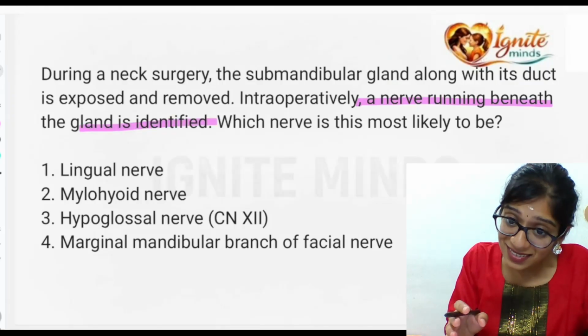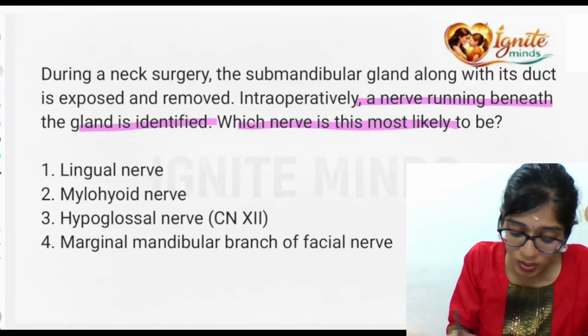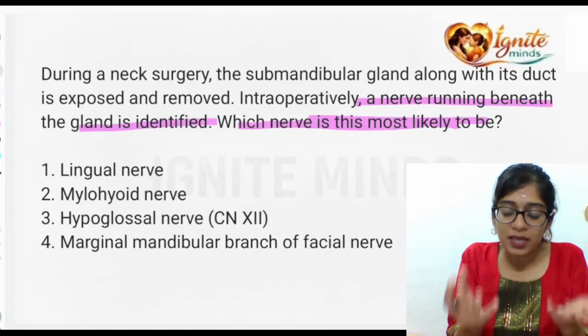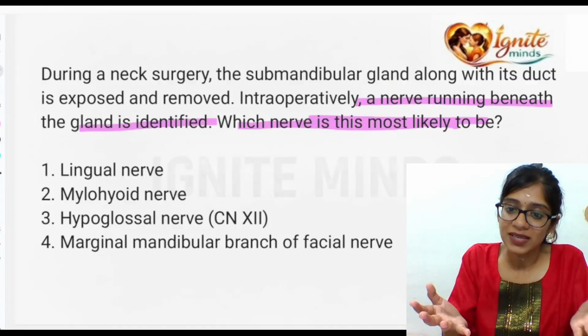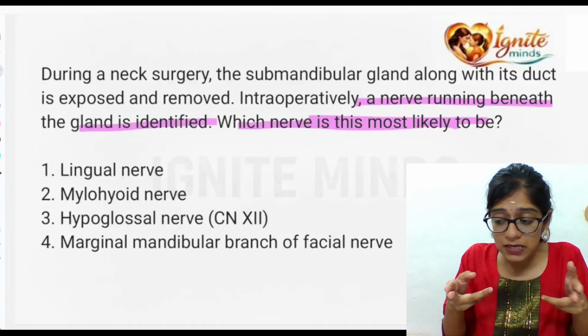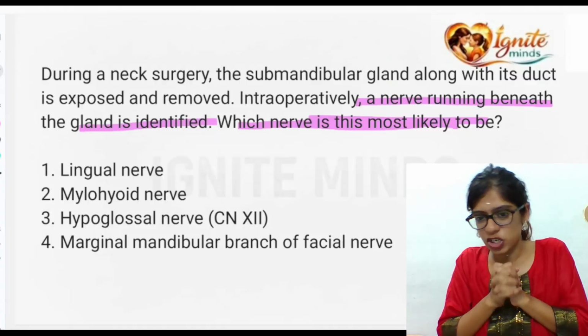So it started as a surgery question. It is basically an anatomy question. Which nerve is this most likely to be? Here the question is, beneath the submandibular gland which nerve is there? And if the surgeon accidentally injures that nerve, what is the patient going to get?